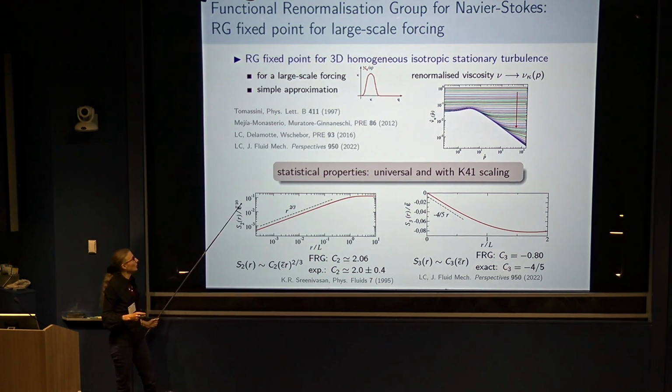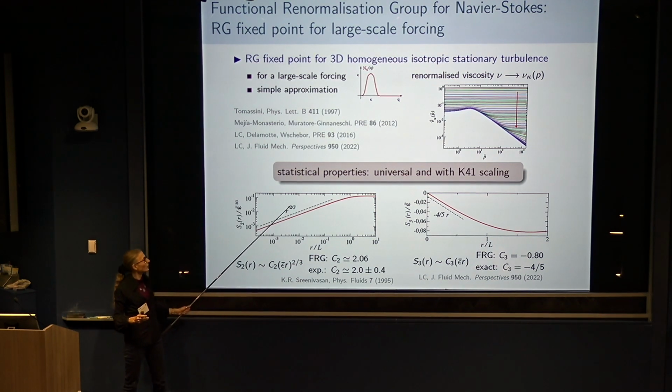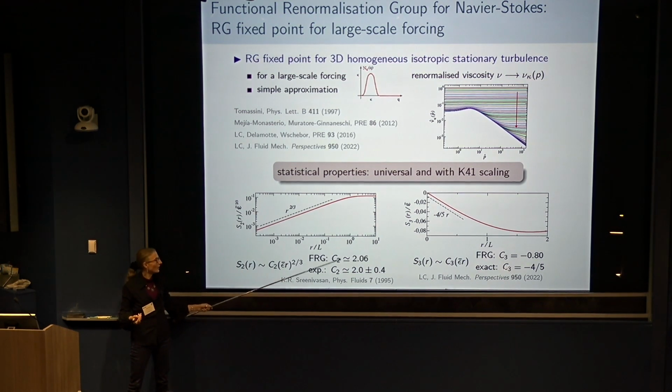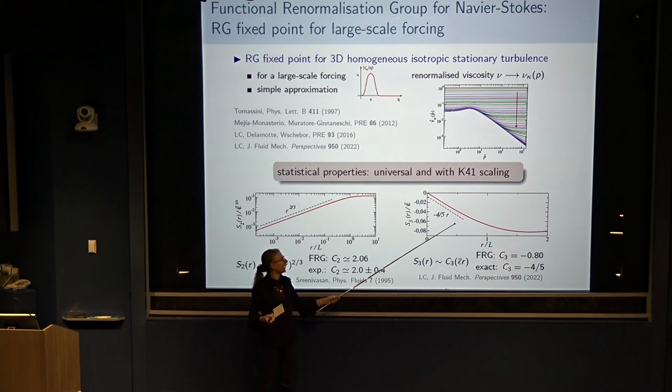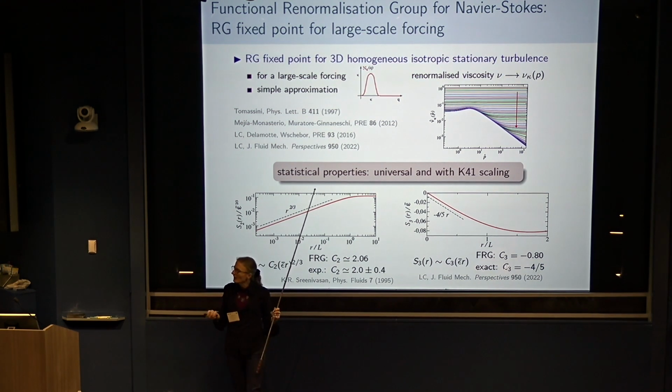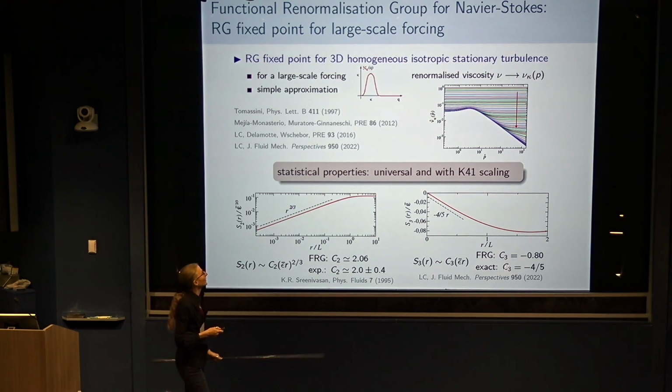For instance, if you compute the second-order structure function, you find that it behaves as a power law with essentially Kolmogorov exponents. You can compute the constant, and it's very close to what is typically found in experiments. And this is S3, and for S3, you recover at small r the exact result by Kolmogorov. Okay? So this is the first nice thing that you can have, that turbulence is indeed a fixed point of the RG for a large-scale forcing.